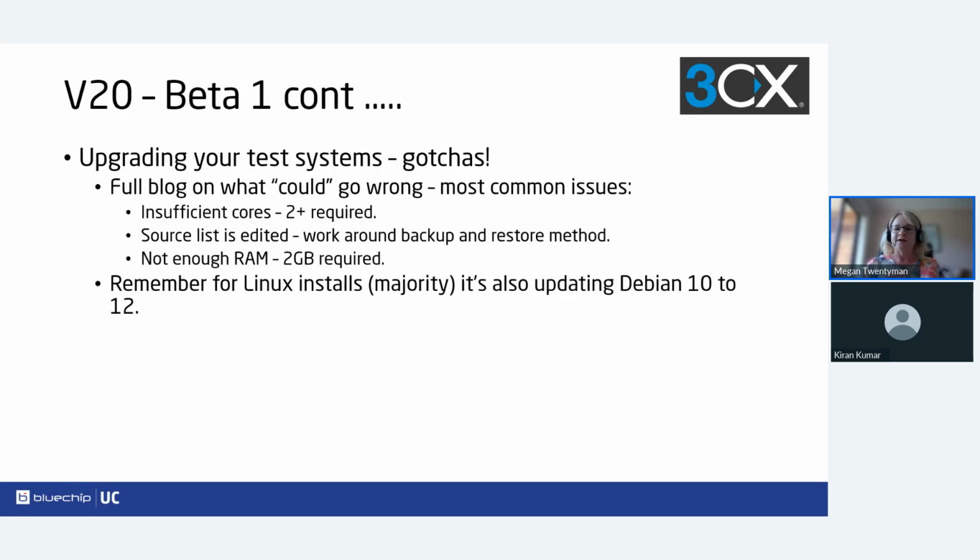So remember, for your Linux installs, it will be updating from Debian 10 to 12. It's a 2-step process during that upgrade. So it'll go to Debian 11, then up to Debian 12. It is all automated. You just got to let it run its course. And you can refer to that blog if you need to. I've shared that on our LinkedIn closed group. But I can always flick you the link if you need it as well.